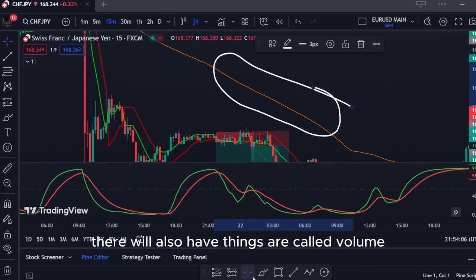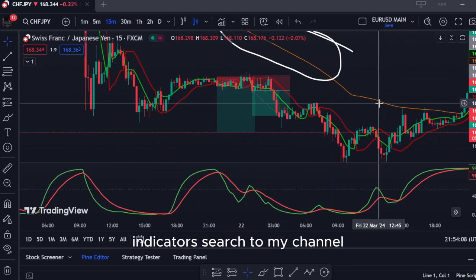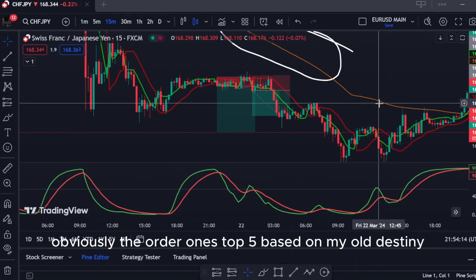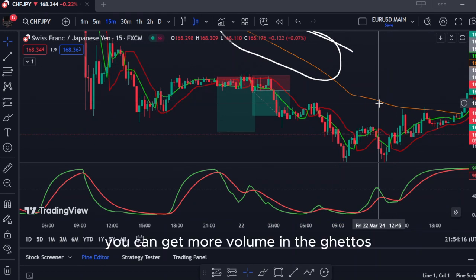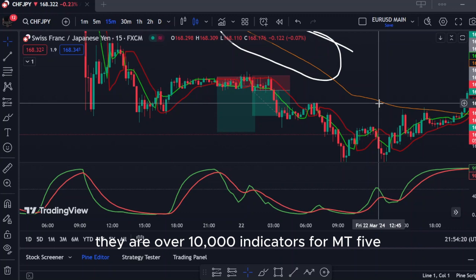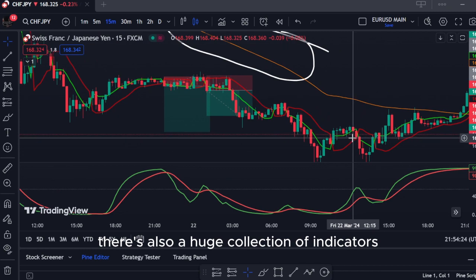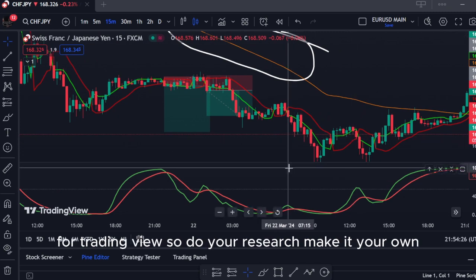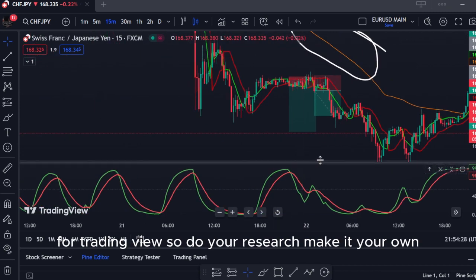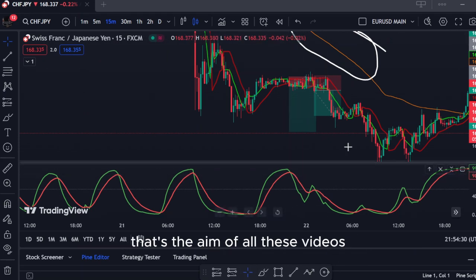Then we also have things that are called volume indicators. Search through my channel, you'll see where I give the top 5 volume indicators. Obviously, there are other ones, the top 5 based on my own testing. You can get more volume indicators. There are over 10,000 indicators for MT5. I don't know for TradingView, but obviously there's also a huge collection of indicators for TradingView. So do your research, make it your own. That's the aim of all these videos.